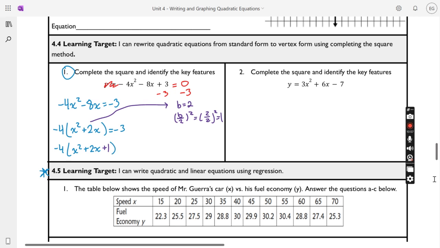But since we added that 1, we also have to add it to the other side, like the equivalent amount. So it's that 1, but it's inside that parentheses, which is multiplied by -4. So we got a -4 on that whole side in total. Finally, all of this is going to condense into the pattern that we're used to. It's going to be (x + 1) squared, which is equal to -7, giving us y is equal to -4(x + 1) squared plus 7.